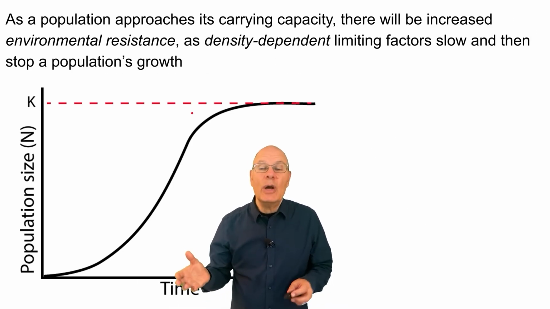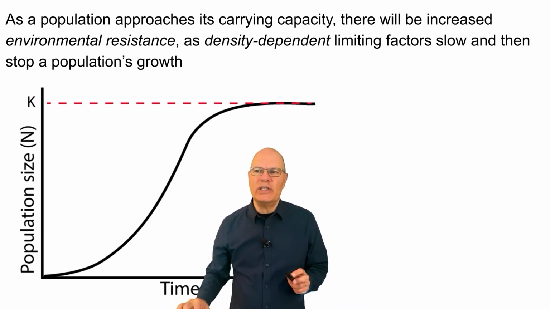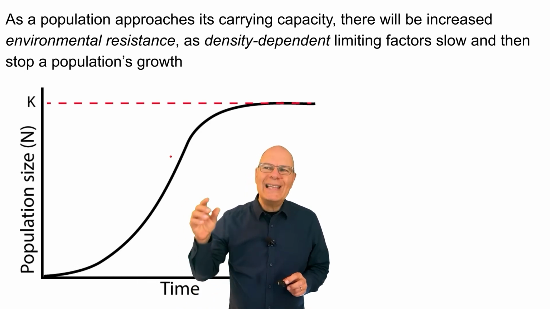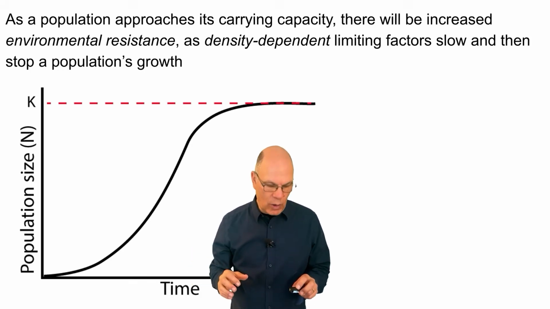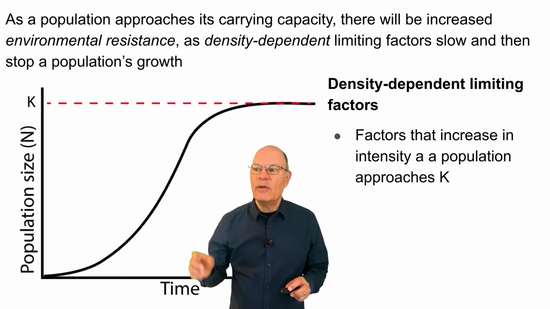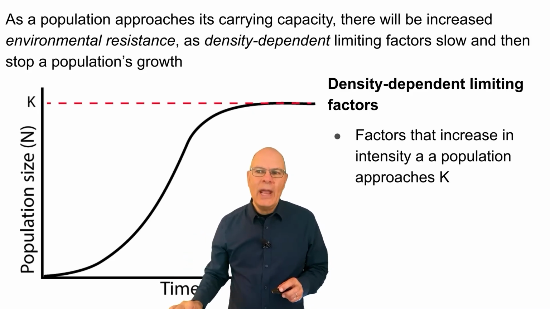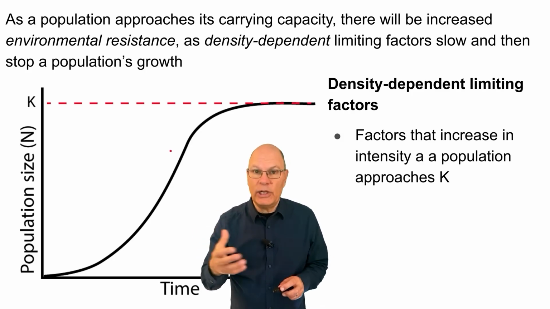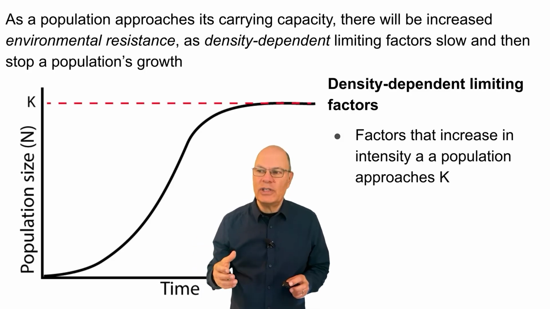As a population approaches its carrying capacity, there's increased environmental resistance. The environment starts pushing back against exponential growth as density-dependent limiting factors slow and then stop a population's growth. Density-dependent limiting factors are exactly what they sound like. These are factors that increase in intensity as a population approaches K. As the population grows, its density, the number of individuals in a particular area, is going to go up. That's when these density-dependent limiting factors kick in.